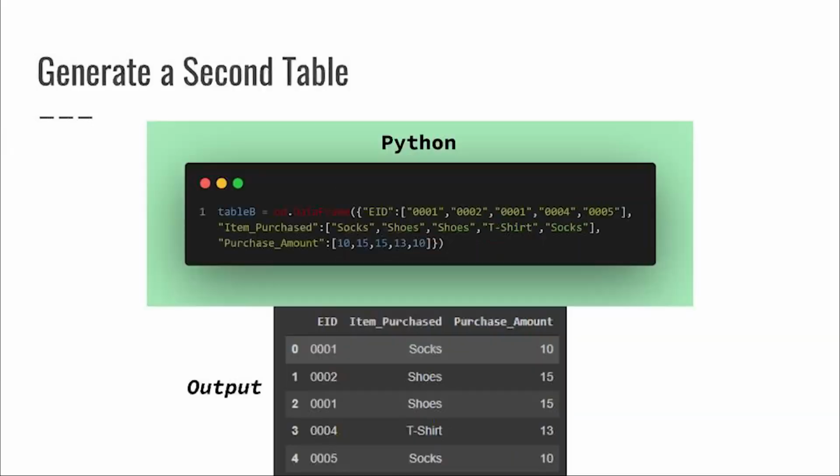So now we're going to create a second table called table B using Python again. And we'll use this to show examples of group by, having, and order by in the following slides.